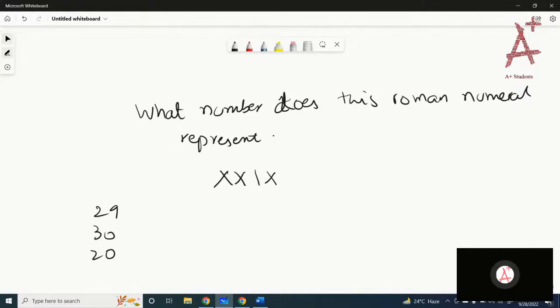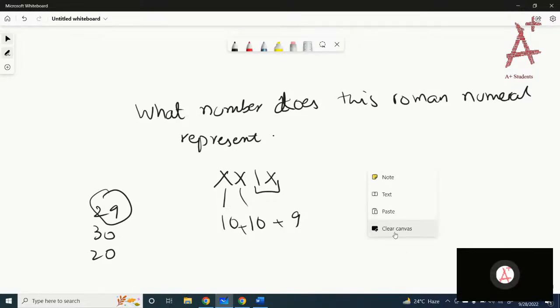Do you know the answer? Yes, it is 29. How? X represents 10, the X represents 10, and the IX represents 9. So just add them, they make 29. Got it? So the correct option is 29. Select the correct option and click on the OK button.